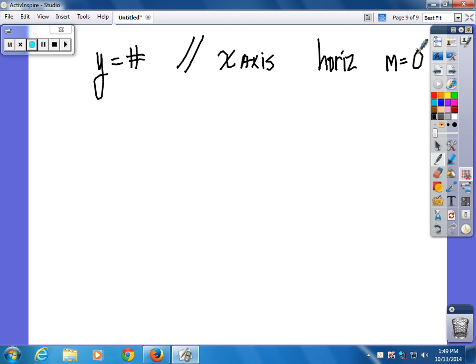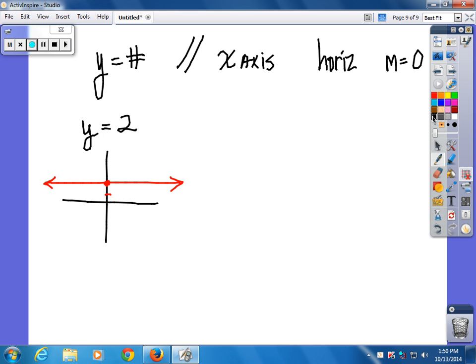Hubert, what are you talking about? Well, examples. y is equal to 2. You plot y is equal to 2. And it's parallel to what? The x-axis. That's y is equal to 2.